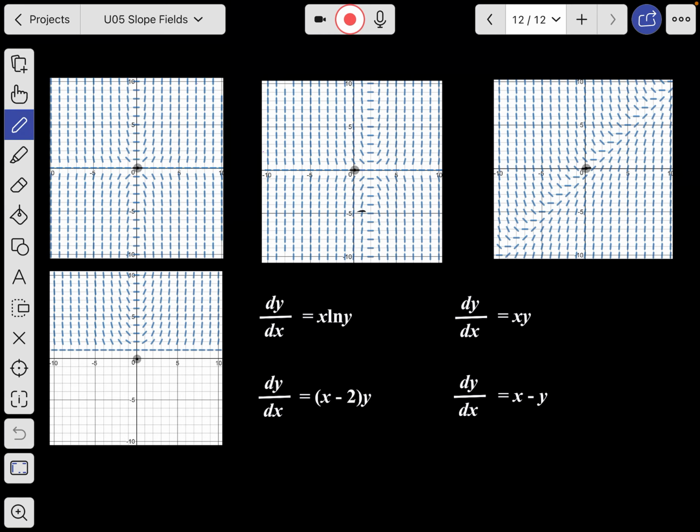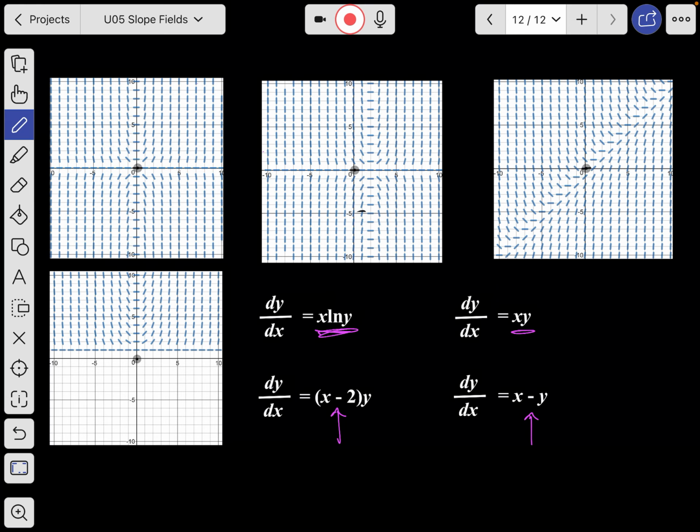First, take a look at all the slope fields and then look at all your answer choices. We have one that's a natural log, one that's a product. Here something's going on when our x value is 2. And when these guys are exactly the same, you're going to get 0. So just a few things to take a look at.